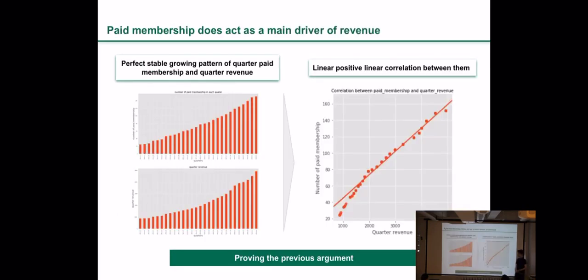So here is the analysis part. You can see there's a perfectly stable growing pattern of quarterly paid membership and quarterly revenue. That inspired me to check whether they have a positive correlation, to prove my previous assumption. And I found that that's true. Paid membership does act as the main driver of revenue, with such a linear positive correlation between them that it proved my previous argument.